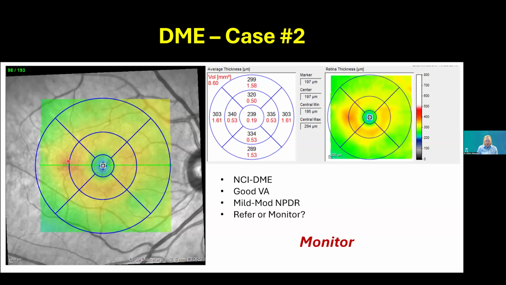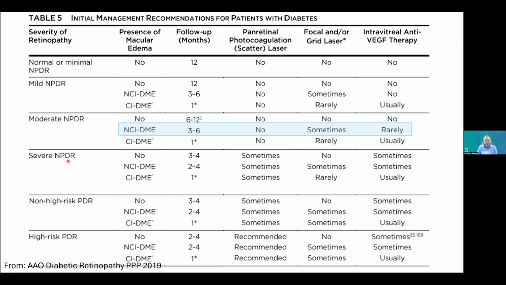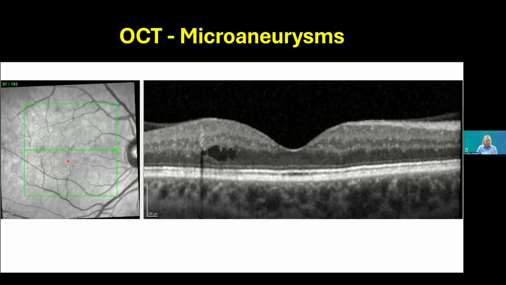And so this is somebody that I felt very comfortable monitoring. We monitored her for quite some time without any change. And this is really in line with what these preferred practice patterns tell us, that it is okay to monitor these patients. I do want to point out on this patient, though, that you can see this microaneurysm right here that is associated or nearby, I should say, with that leakage. So whether or not it's causing it directly, I can't say, but it's certainly a possibility.